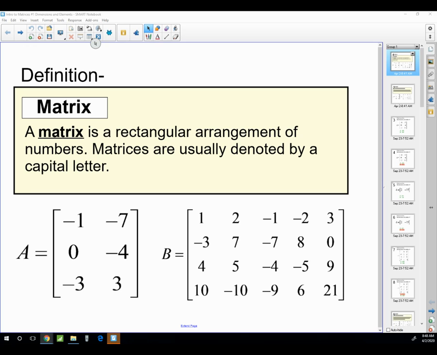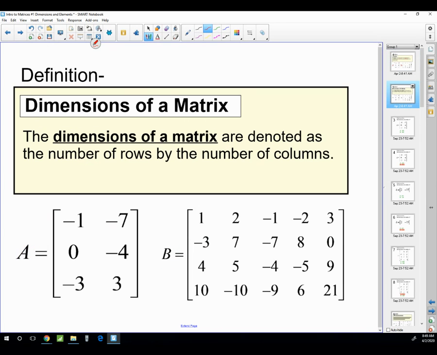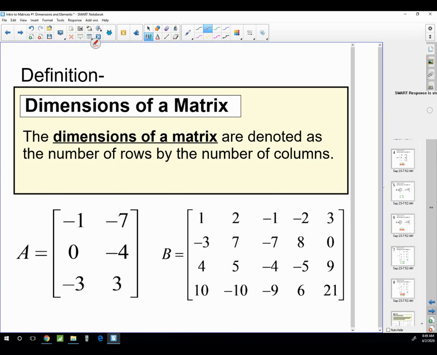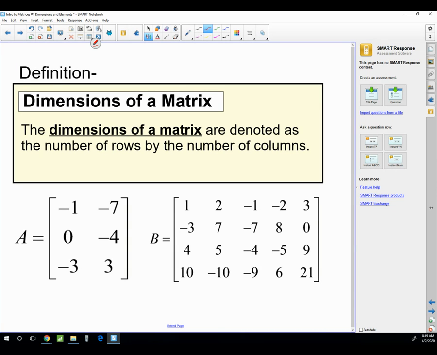We're talking about matrices and what a matrix is. So let's get going. A matrix is a rectangular arrangement of numbers, usually denoted by a capital letter. Simple enough. The dimensions of a matrix are denoted by rows by columns.